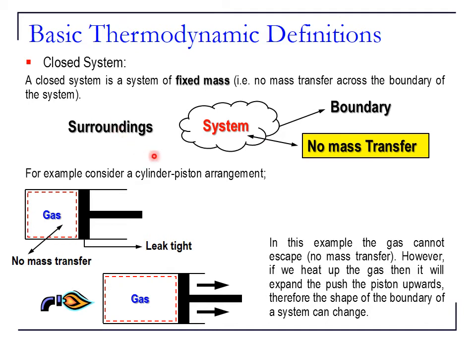system. We can also have a look at another example, a cylinder and piston arrangement. Think about if we have a leak-tight piston, so there will be no mass leakage here, and the mass inside that cylinder will be kept constant during any process. So we call this a closed system.